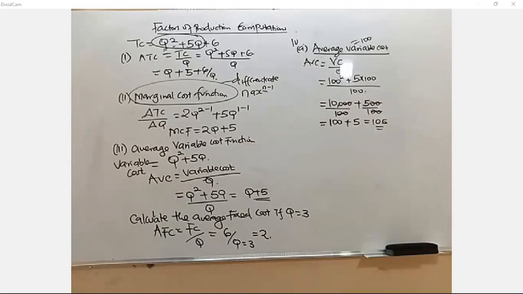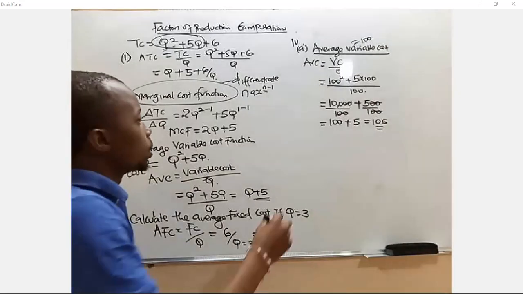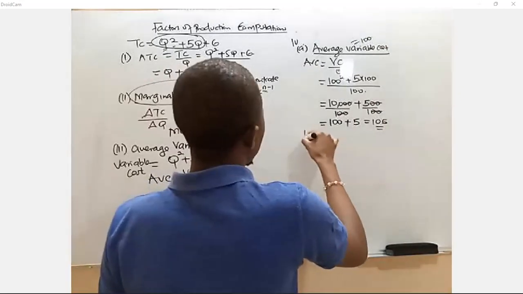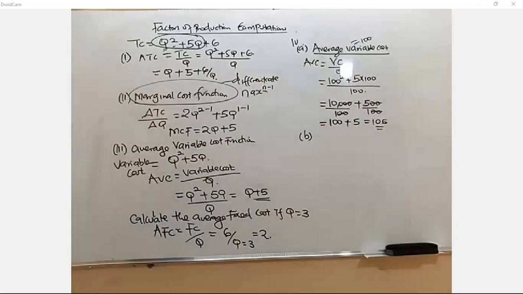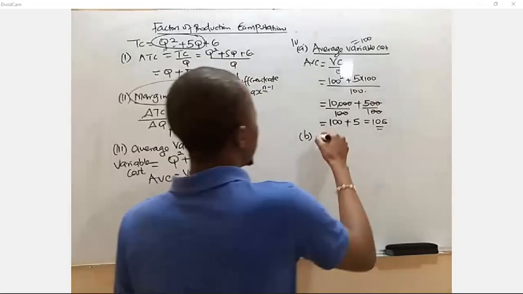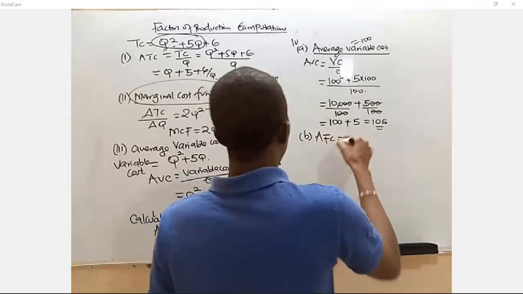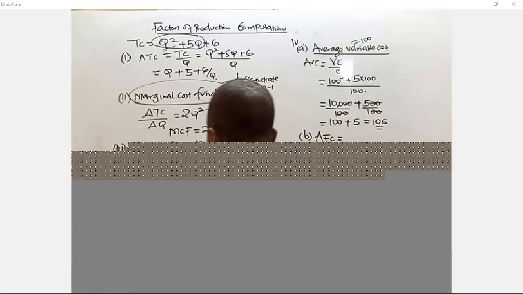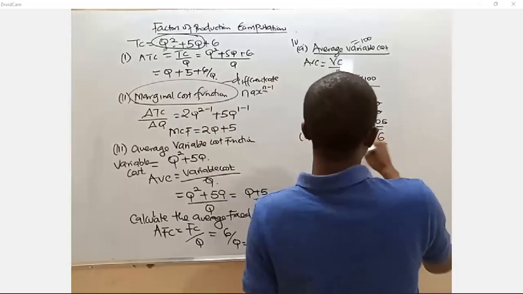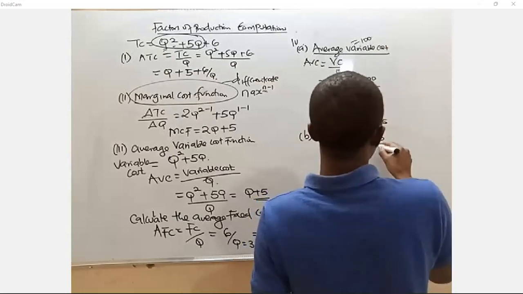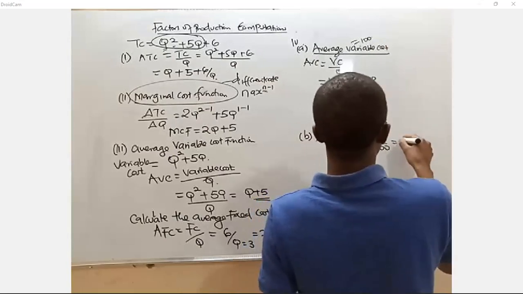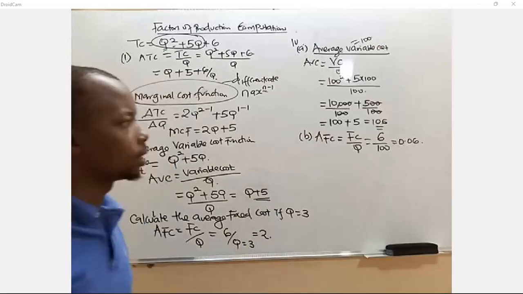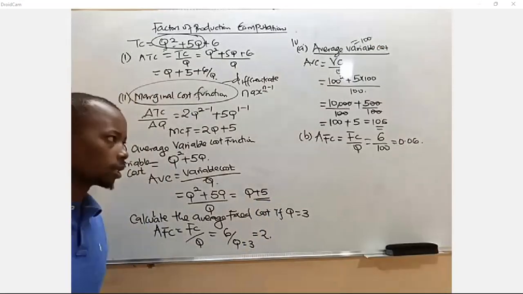Now, the next one is number B. The examiner is asking, what is the average fixed cost? You remember we said, to get the average fixed cost, we take the fixed cost divided by Q. So in our case, we have 6 divided by Q, which is 100. We are getting 0.06. It is very simple as that.